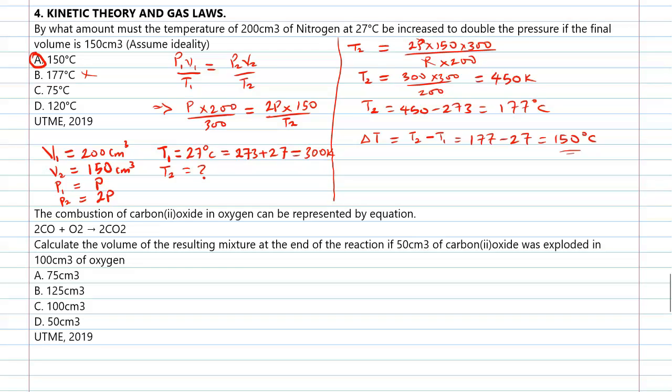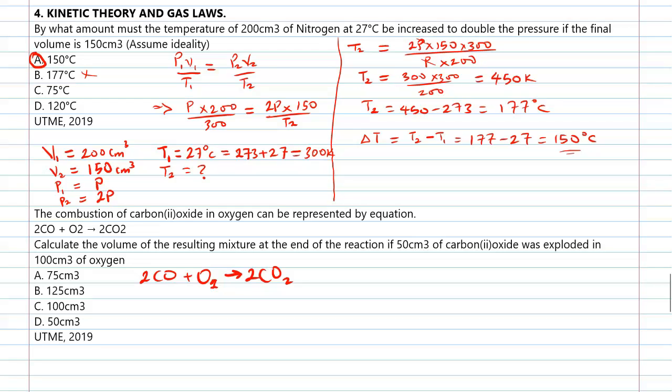Let us go further and solve some more questions. The combustion of carbon(II) oxide in oxygen can be represented by the equation 2CO plus O2 gives 2CO2. Calculate the volume of the resulting mixture at the end of the reaction if 50 cm³ of carbon(II) oxide was exploded in 100 cm³ of oxygen.